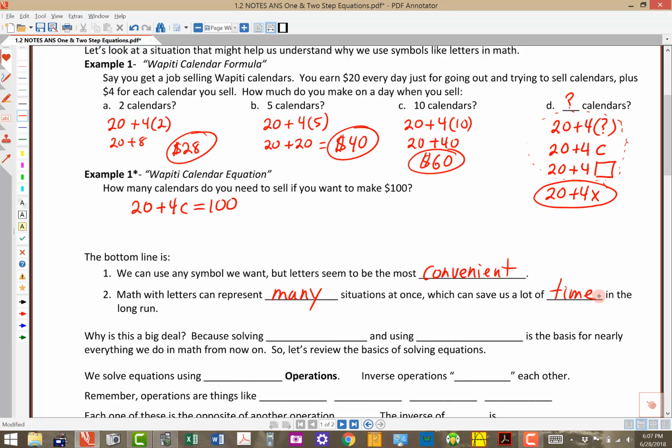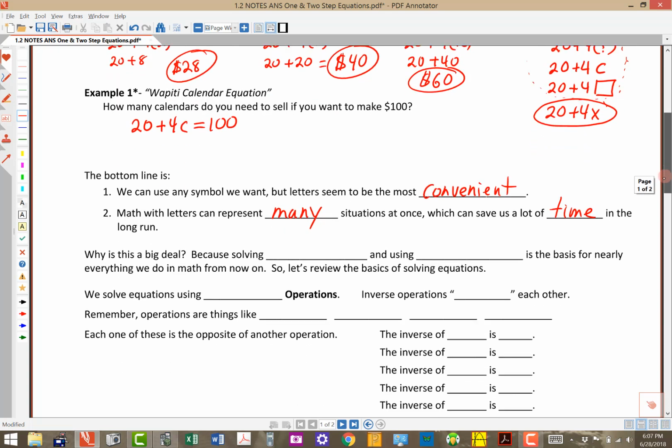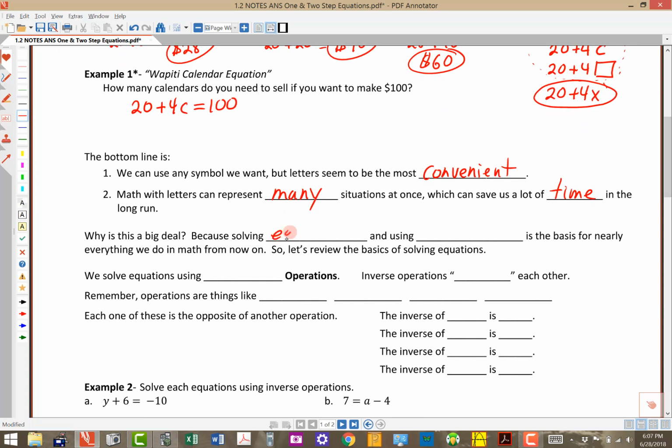Well, you might say, what's the big deal? Well, the big deal about this is solving equations. So let's write the word equations. Solving equations and using variables. So we're going to write the word variables right here. Solving equations and using variables is the basis for nearly all the math that we're going to do from now on. So we're going to go over some basics and just remind you of a few of these things.